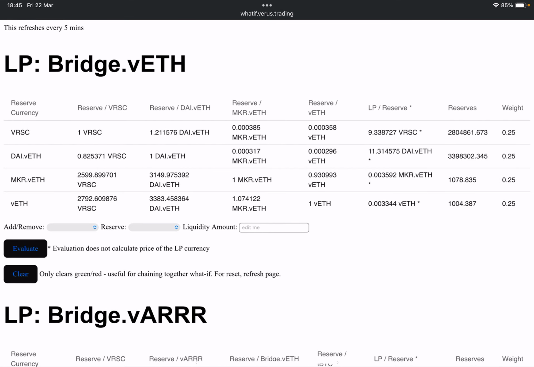Welcome to What If Verus Trading. What if you add liquidity? What if you remove liquidity from these basket currencies?